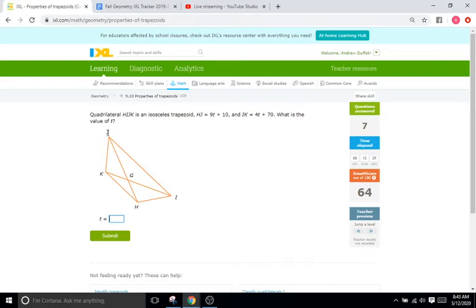So since we have our diagonals here inside this isosceles trapezoid, they're going to be the same length. So therefore, 9t plus 10 is going to equal 4t plus 70. So you'll just set them equal to each other algebraically. 9t plus 10 equals 4t plus 70, and then just solve and combine like terms until you get t by itself.